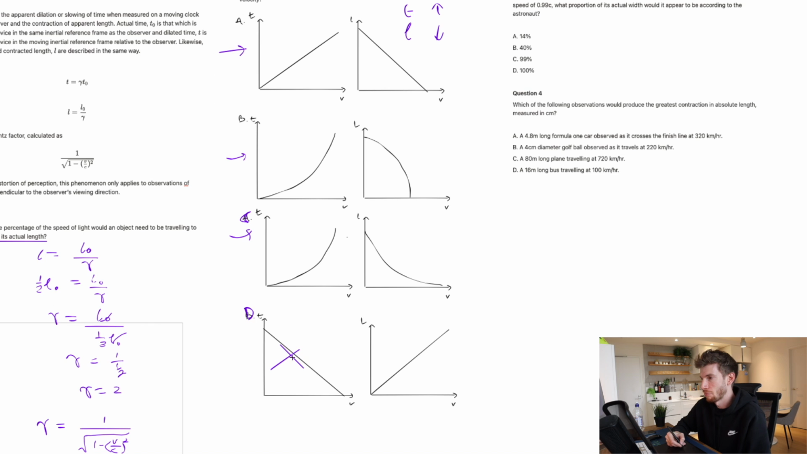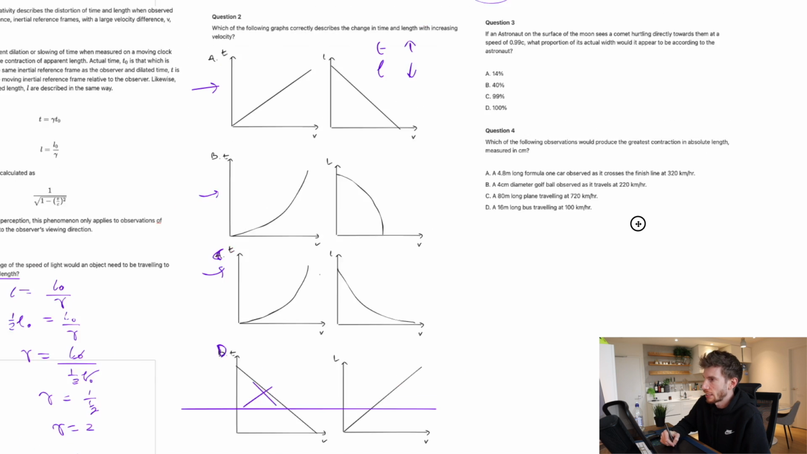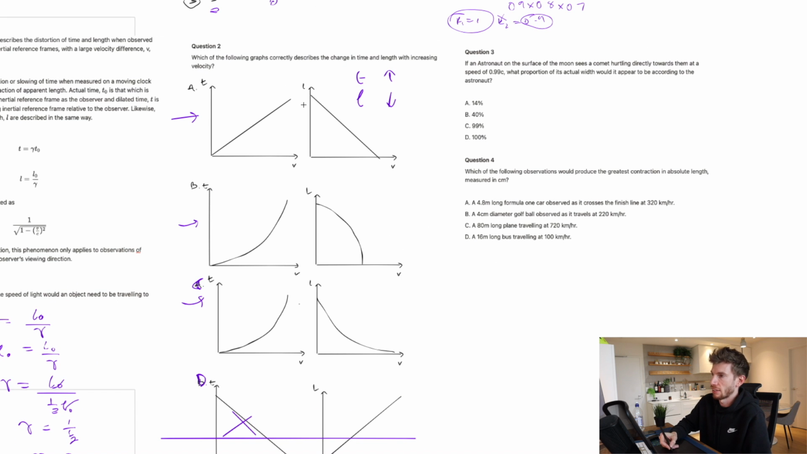These already, D is already going to be out just on that alone. You can also see that length is going up when it should be going down. The next thing then is, what kind of relationship is it? Is it linear like A suggests, or is it non-linear like B and C suggest?